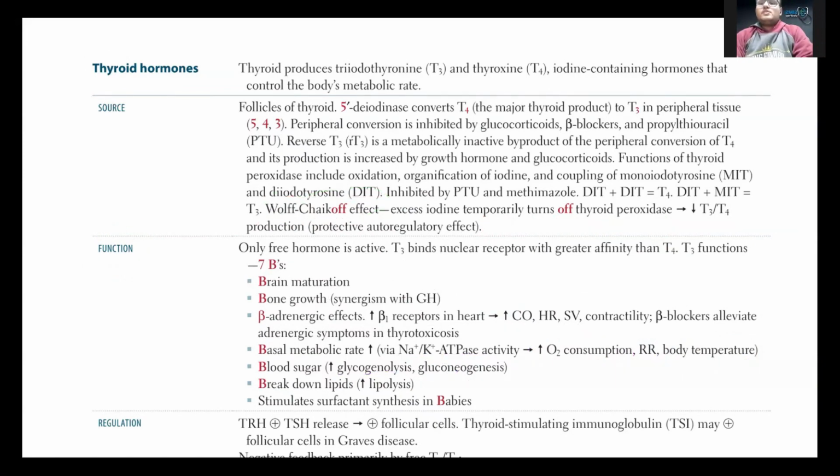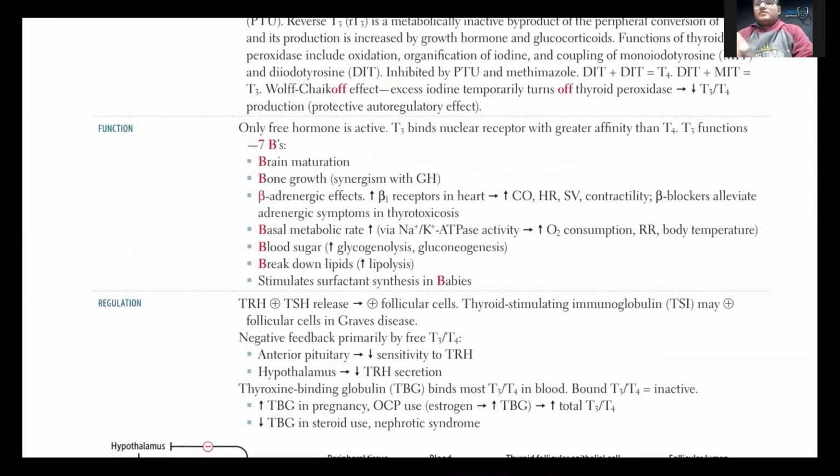Next, the breakdown of lipids, lipolysis. Lysis is breakdown, lipo means lipid. So it causes lipolysis, and weight loss happens when there is excess T3, T4. We will study the different functions on the next page. Next, it stimulates surfactant synthesis in babies. Very important also. We have discussed that surfactant synthesis is augmented by glucocorticoids. So glucocorticoids and thyroid hormone both increase the surfactant.